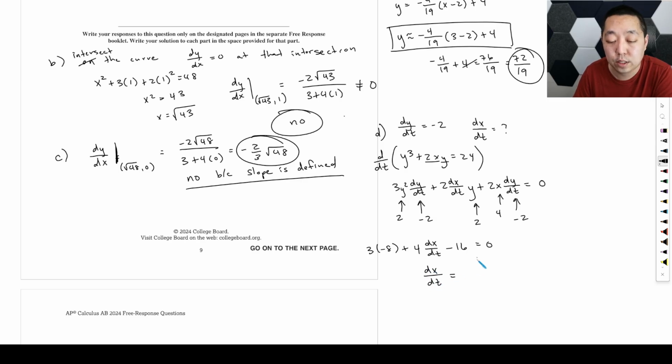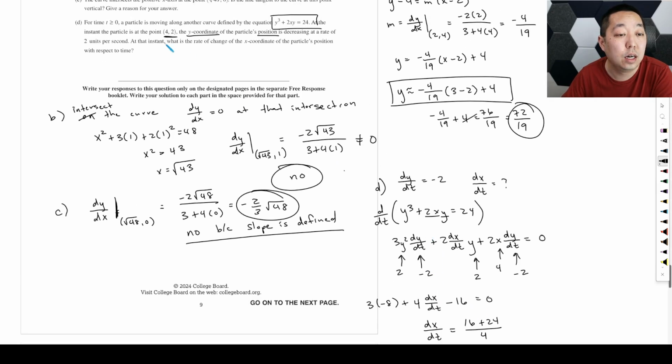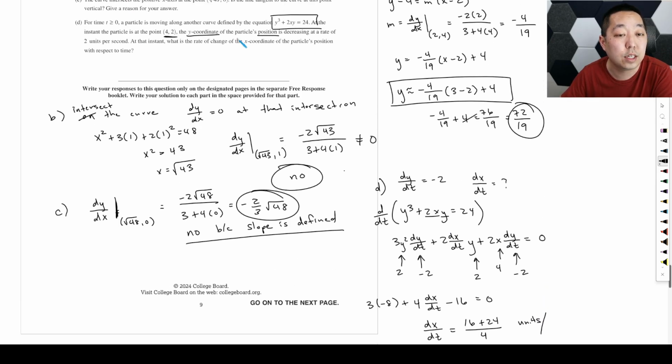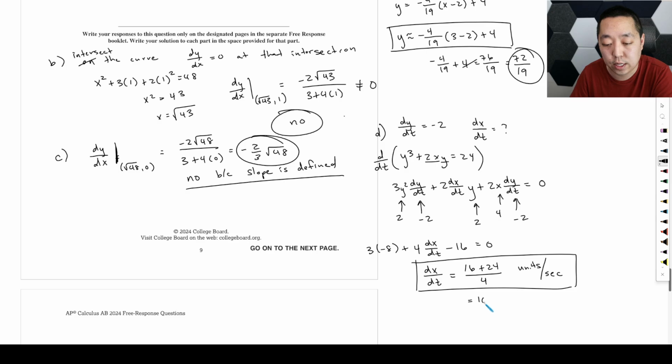Now, at this point, you don't have to do as much arithmetic. You could do 16, and then this is plus 24 over 4, and you could just leave it like that. What is the rate of change with respect to time? Oh, okay, that's it. So that's units, because they gave you units per, what was the units they gave us before? Units per second. Might as well write that in there. I don't think you'll get docked for not having that in there. But if you want the exact number, what is that, 10? I think 40 over 4, that's 10 units per second.